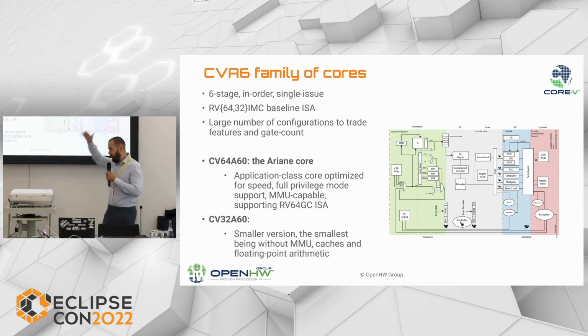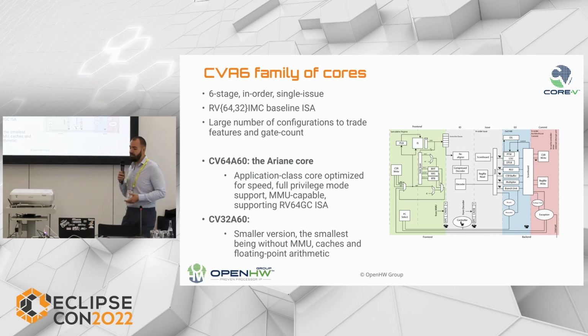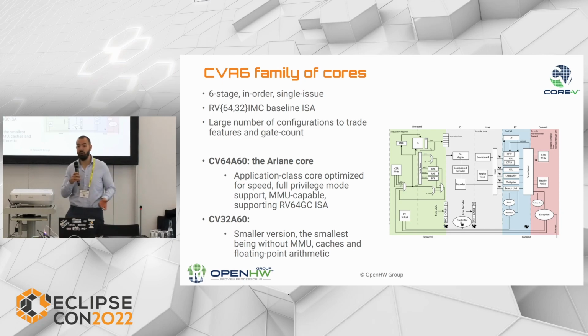And then, moving up, we have the CVA6. This was known as Ariane from ETH Zurich, and is an application class core. So this one has full support of memory management units, protection memories, caches, TLB, and all those ingredients that help run operating systems such as Linux. Actually, this CPU runs Linux. We have both 64 and 32-bit support. 64 for big applications, and 32 for the smaller version, the smallest being without floating point, MMU, caches, and so on.